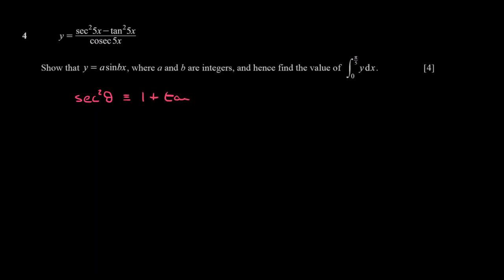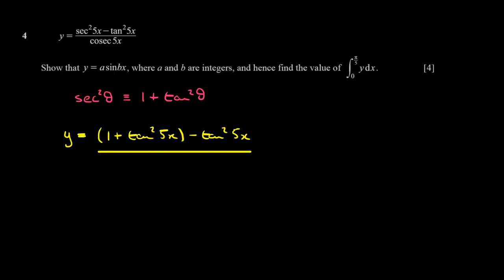plus tan squared theta. So what we can do is take the sec squared 5x in your question and replace it with 1 plus tan squared 5x minus tan squared 5x all over cosec 5x. Hopefully what you can see there is that the tan squared 5x minus tan squared 5x cancels off. Now what we're left with is 1 divided by cosec 5x.